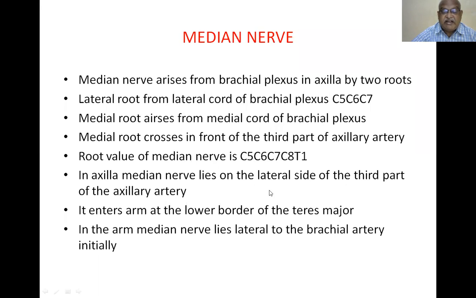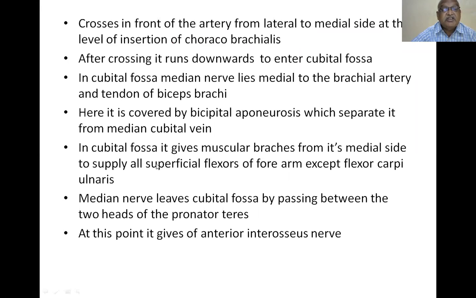In the axilla, the median nerve lies on the lateral side of the third part of the axillary artery. It enters the arm at the lower border of the teres major. In the arm, the median nerve lies lateral to the brachial artery at first. It crosses in front of the artery from the lateral to the medial side at the level of insertion of coracobrachialis.